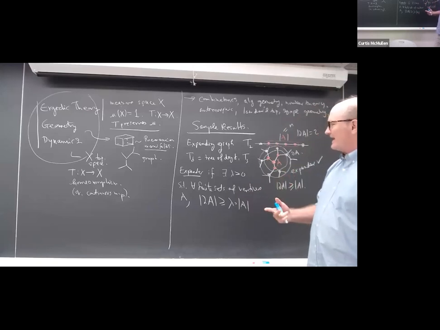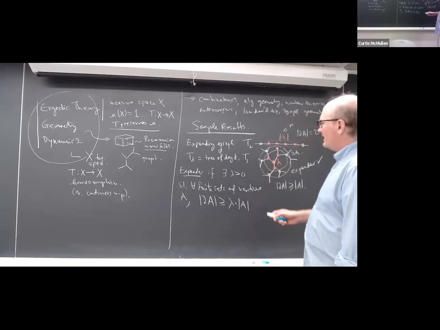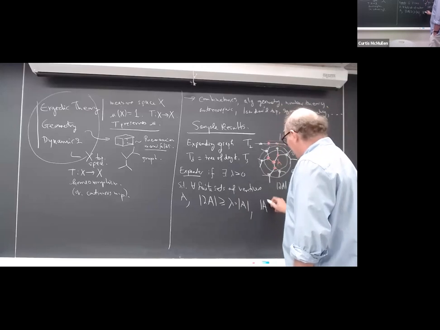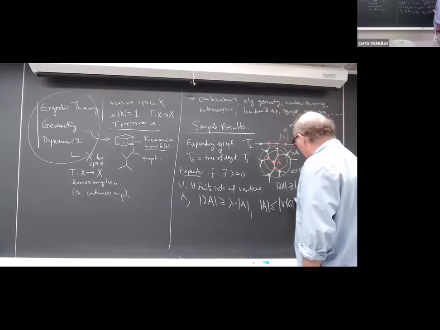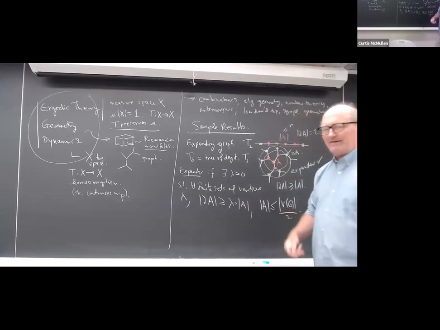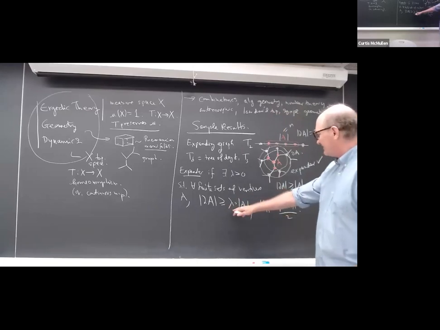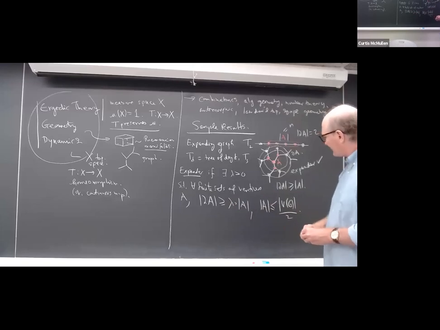Now, for a finite graph, you have to modify the definition a little bit. So if the graph is finite, you want to add the condition that the size of A is less than or equal to, say, the number of vertices in the graph divided by 2. Obviously, if you take all the vertices in the graph, it doesn't have any boundary, and you can't have this expansion. But suppose you take less than half the vertices.